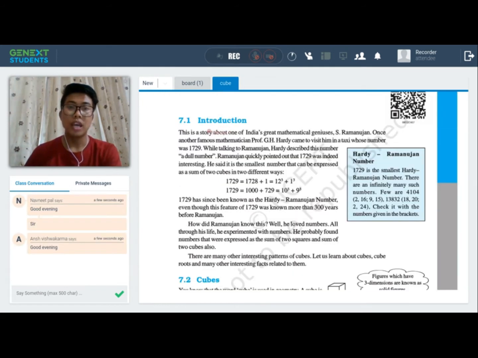a cube. And we are starting with the introduction, where we are introduced to a famous mathematician called Ramanujan and a professor called G.H. Hardy. G.H. Hardy was visiting Ramanujan in a taxi with a taxi number of 1729.